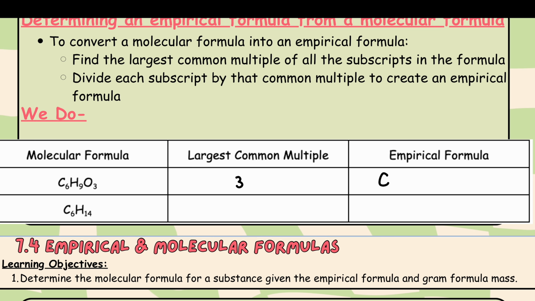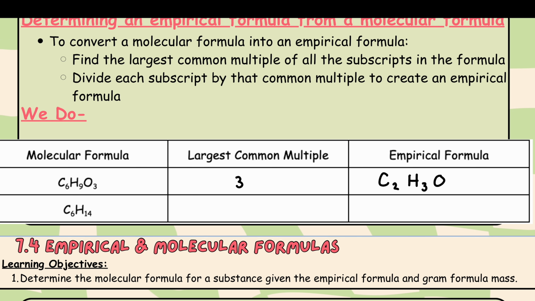So our empirical formula now would be, we would take the carbons, there's 6 of them. We divide the 6 by 3. Now we have 2. For our hydrogens, our molecular formula has 9, but if we simplify that by dividing by our 3, now we have 3. And then our oxygens, there's 3 of them in the molecular formula. Divide that subscript by 3, so there's just going to be 1 of them. So the empirical formula of C6H9O3, the simplified version, would be C2H3O. Okay, based off of that largest common multiple of the subscripts being a 3.